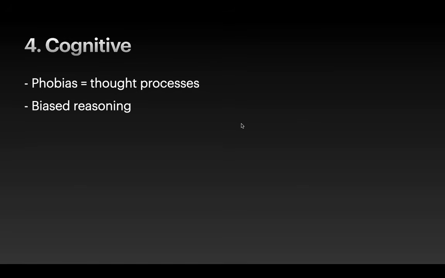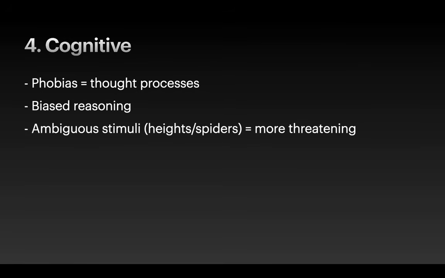Okay, so that covers the biomedical side. Let's look at cognitive stuff. Phobias are believed to have something to do with our thought processes. It's all to do with biased reasoning. When you see ambiguous stimuli, like heights or spiders, you find them more threatening. Ambiguous here means you're not sure whether it's threatening or not at first glance. For example, there are spiders in this world that can kill you with a single bite.